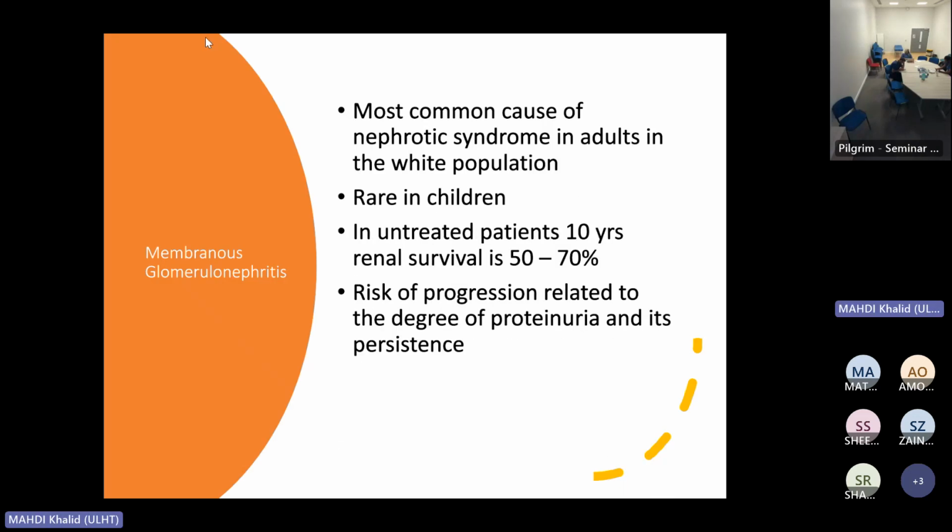So membranous nephropathy is the commonest cause of nephrotic syndrome in adults. It can be primary or secondary. Primary means idiopathic, that's immunologically mediated. When I'm talking about untreated at 10 years, I'm talking more about primary. Renal survival is about 50 to 70% at 10 years, which isn't too bad compared to the others. Why? Because a lot of them actually go into remission, even without treatment.